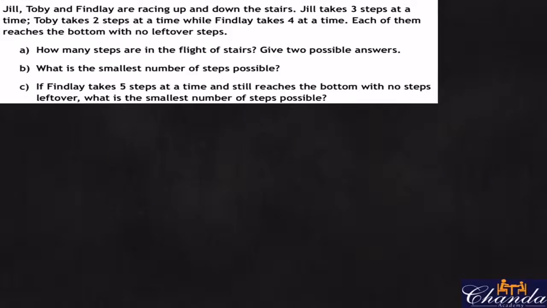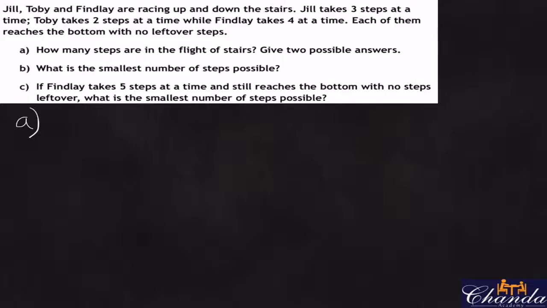This question says, Jill, Toby, and Finley are racing up and down the stairs. Jill takes 3 steps at a time, Toby takes 2 steps at a time, while Finley takes 4 steps at a time. Each of them reaches the bottom with no leftover steps. Part A says, how many steps are in the flight of stairs? So guys, this is a simple example of lowest common multiple.